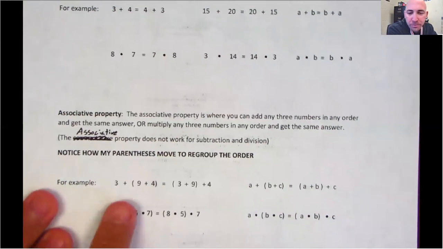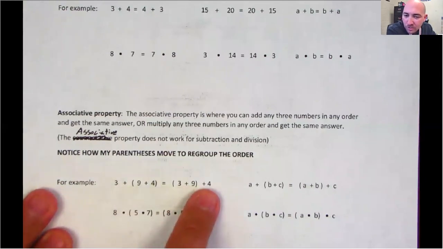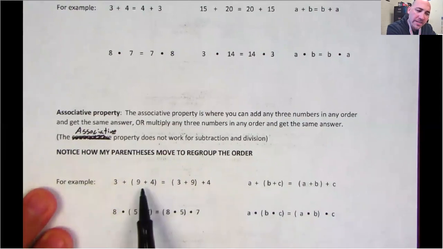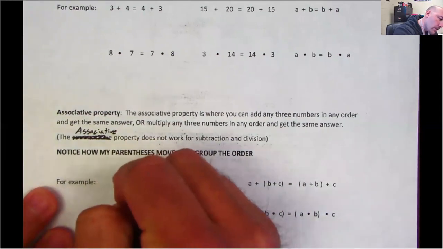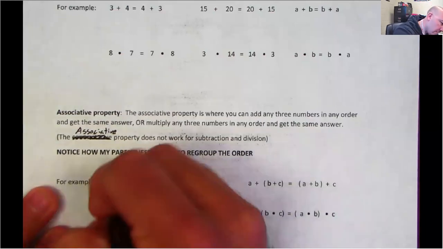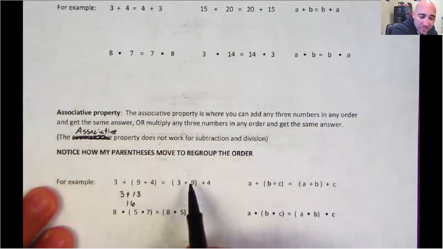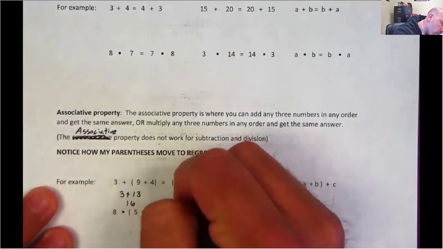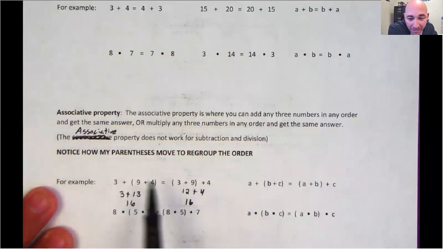So here we go. Isn't 3 plus 9 plus 4 the same as 3 plus 9 plus 4? Well, let's check it out. 9 plus 4 is 13. 3 plus 13 is 16. On this side, 3 plus 9 is 12. 12 plus 4 is 16. Again, you can order the three numbers in any way. When you add them, you'll get the same answer.